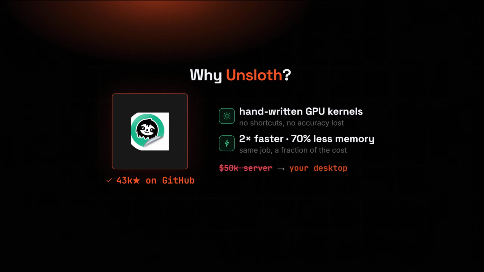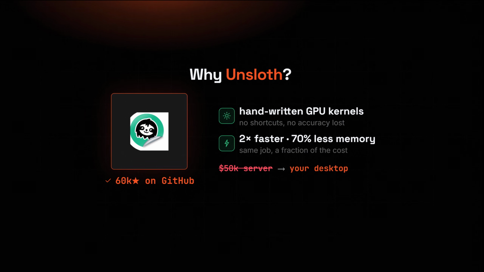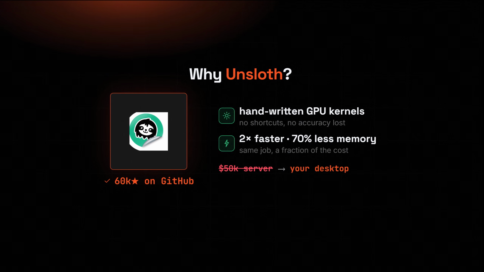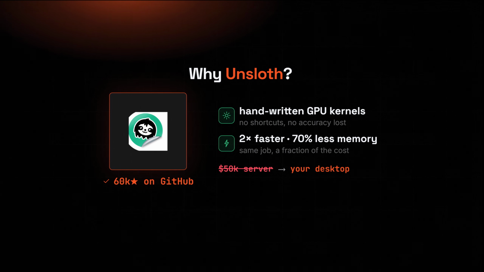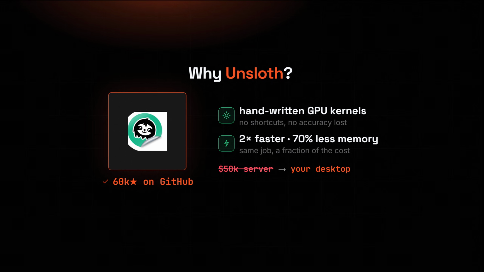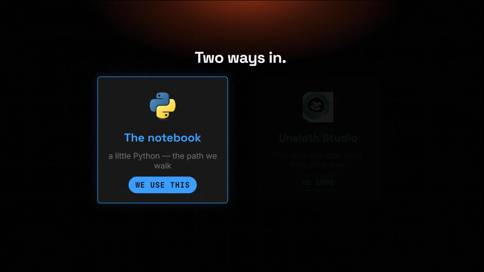A quick word on why Unsloth and not the dozen other trainers. It rewrote the slow parts of training by hand, custom GPU kernels, no shortcuts, no accuracy lost. That is where the 2 times speed and the 70% memory saving come from, and why a job that used to demand a $50,000 server now runs on the card in your desktop. 60,000 GitHub stars agree.